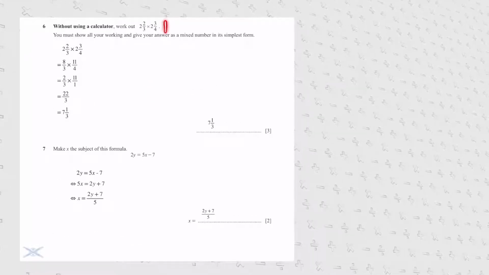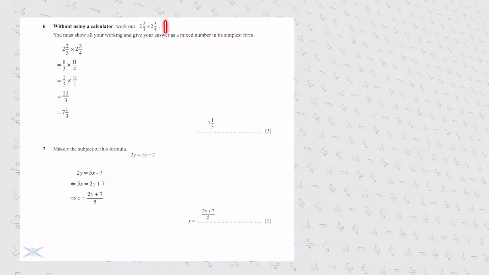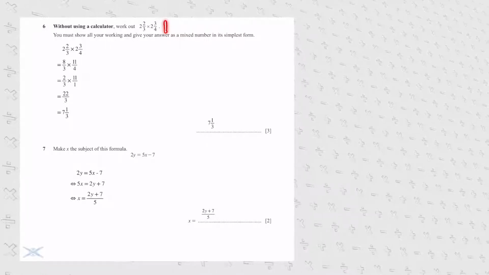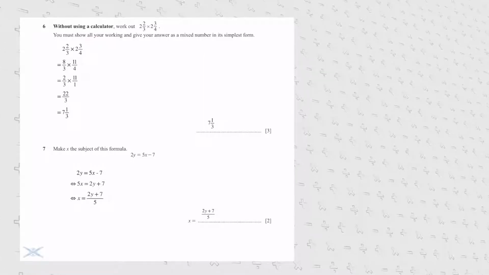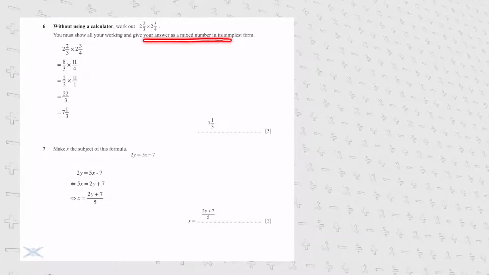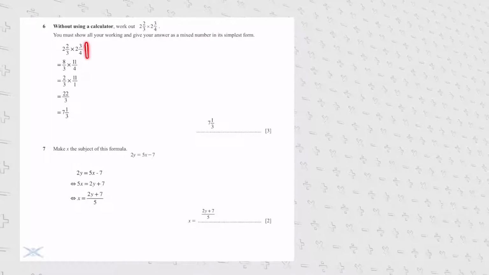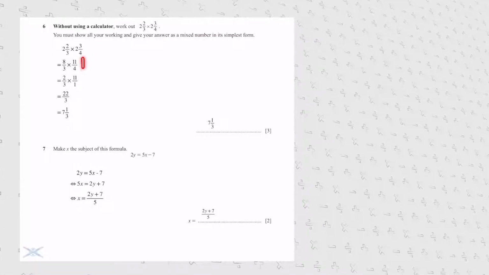In exercise 6, we should work out the expression 2 2/3 multiplied by 3/4 without using a calculator, and we're required to show all of our working, while providing an answer as a mixed number in its simplest form. So starting from the top, we convert the mixed numbers into improper fractions.